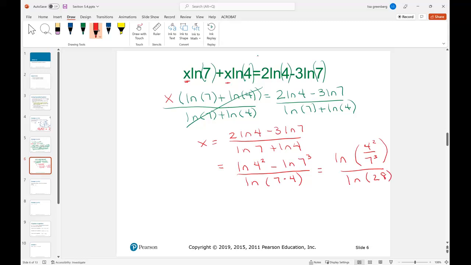I don't know if this is helpful or not, so I'll just keep going. This is 16 over 343 divided by ln of 28. So now it's a little bit easier to put these numbers in the calculator instead of putting all those numbers. But if you like, you can put all these values before I started combining them together. And when you do that, let me just check here, make sure I'm correct.